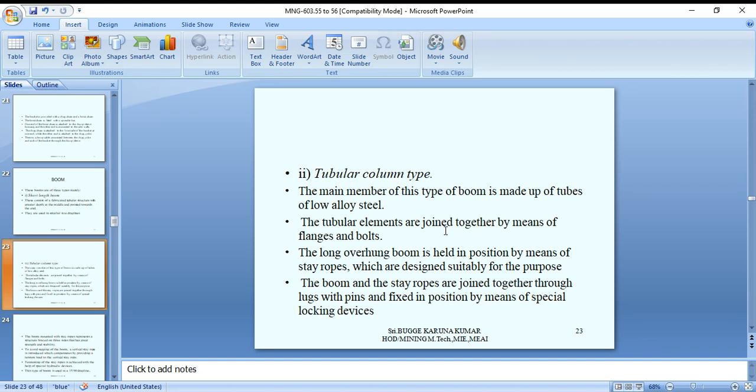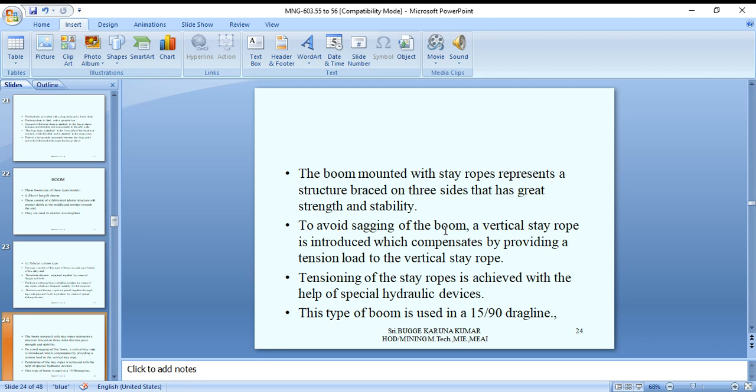The long overhang boom is held in position by means of stay ropes, which are designed suitably for the purpose. The boom and the stay ropes are joined together through the lug with a pin and fixed in position by means of special locking devices. These are the major advantages of how the boom is made. Generally, if the boom has great height, the machine will fall forward, so the boom is made hollow, filled with some gas, for balancing both the boom and the main machine. The boom mounted with the stay ropes represents a structure braced on three sides, which has great strength and stability. This is the strength of material structure, the balancing of the structure.